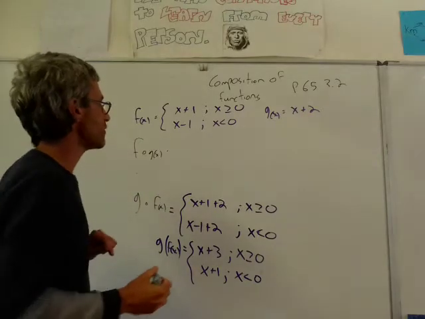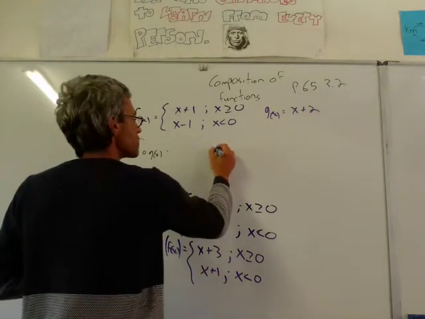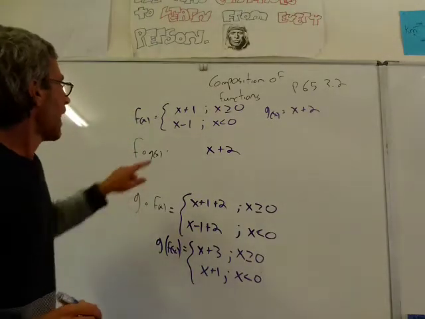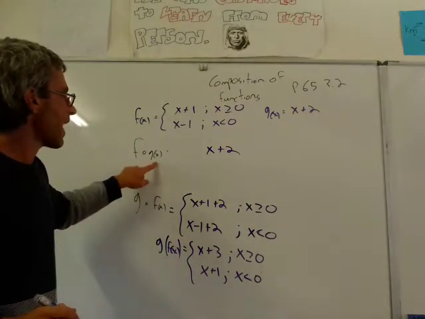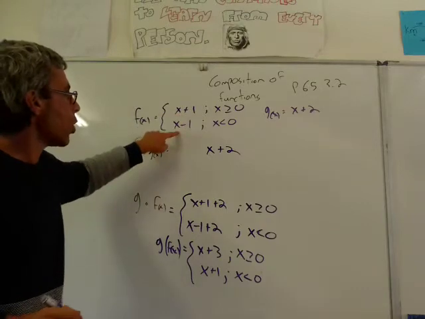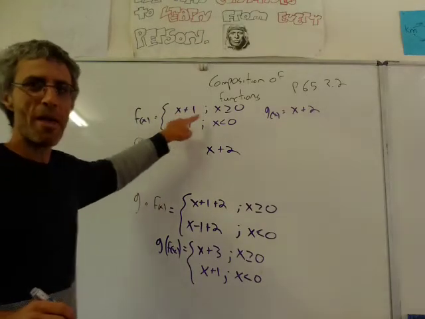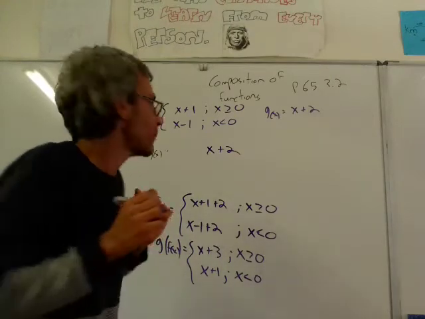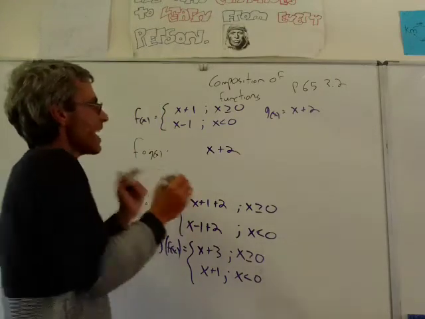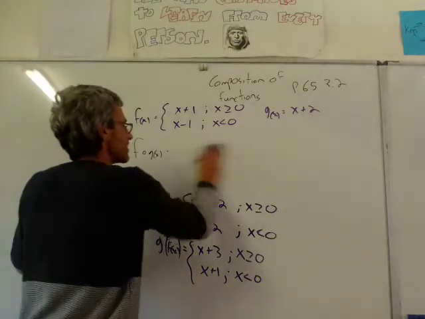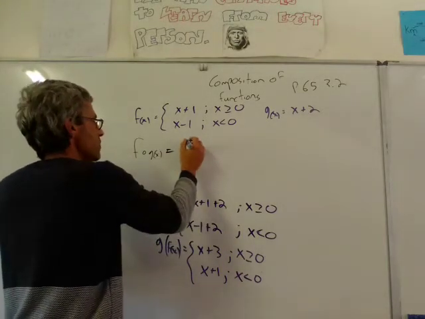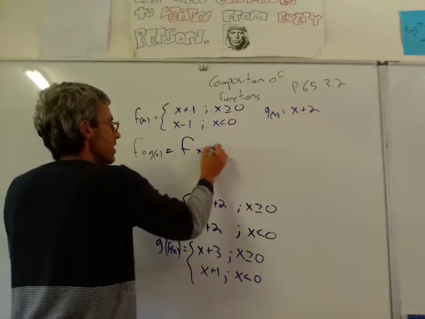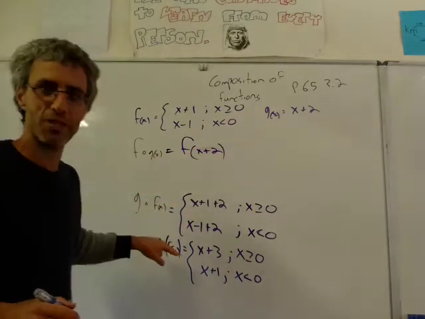f of g of x. So first of all, we're going to have to just add 2. And then we need to add 1 or take away 1 depending on the value of x. What is x right now? f of g of x, where g of x is simply x plus 2. So I'm going to make it in 2 stages here. This is a bit more difficult than that.